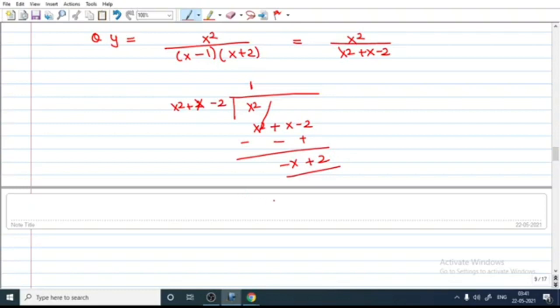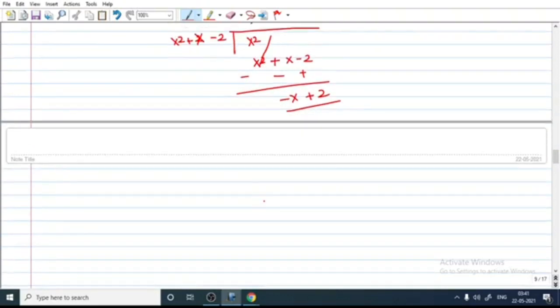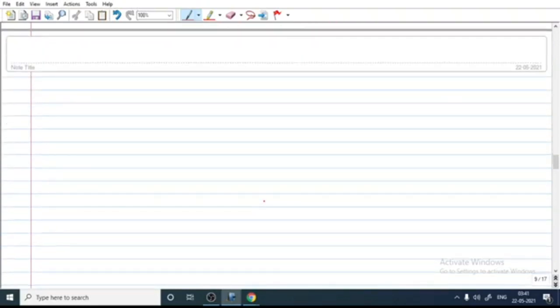So we will stop here and we will express the numerator in the format of dividend equals divisor into quotient plus remainder. So x square can be written as dividend into divisor. Divisor was what? X square plus x minus 2, into quotient, which was what? In the top it was 1. So that is the quotient. So quotient is 1 plus remainder. Remainder is nothing but minus x plus 2.